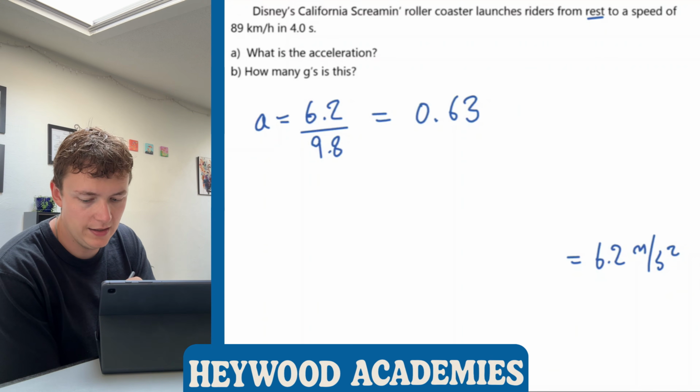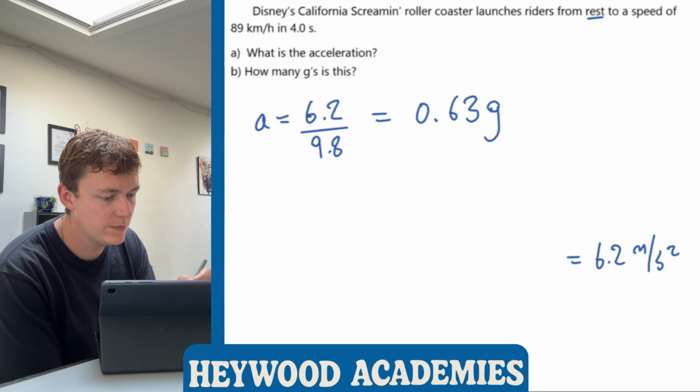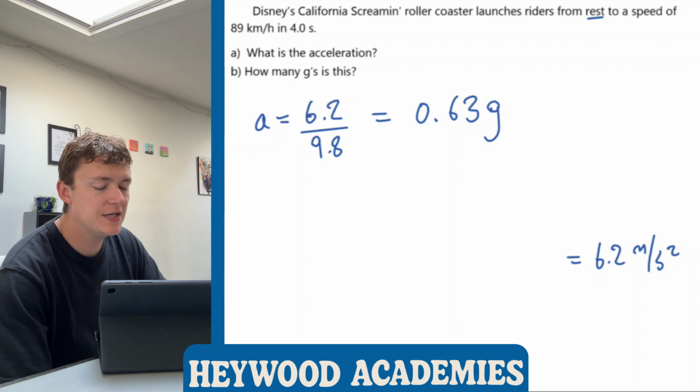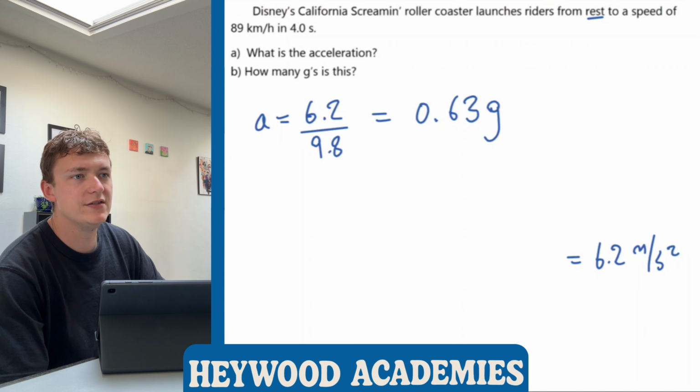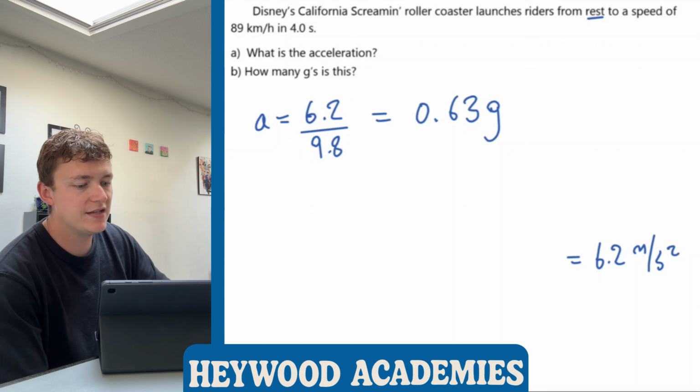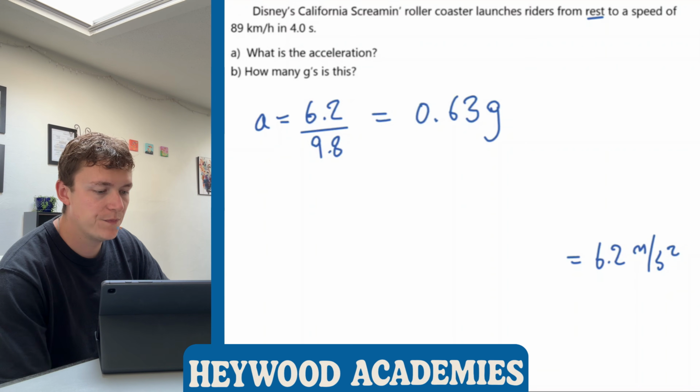Again, the units for this are G. It's not really a unit, I guess. Write it like this, 0.63 G. Looks a bit awkward because it looks like we're saying grams here, but it's G as in 9.8 meters per second squared. So it's a little bit less than 9.8, so that's why we get a decimal as our answer here.